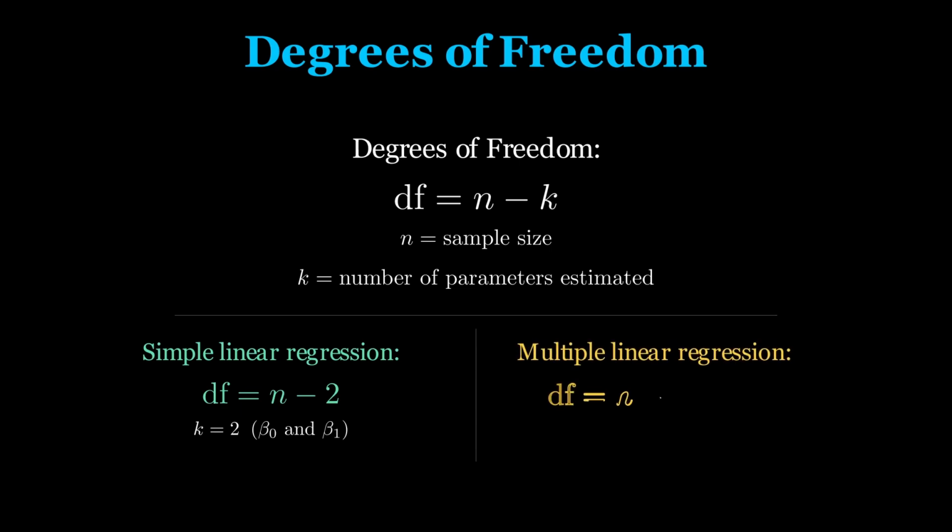For multiple linear regression with p predictor variables, we estimate p plus 1 parameters, the intercept plus 1 coefficient for each predictor. So the degrees of freedom become n minus quantity p plus 1.